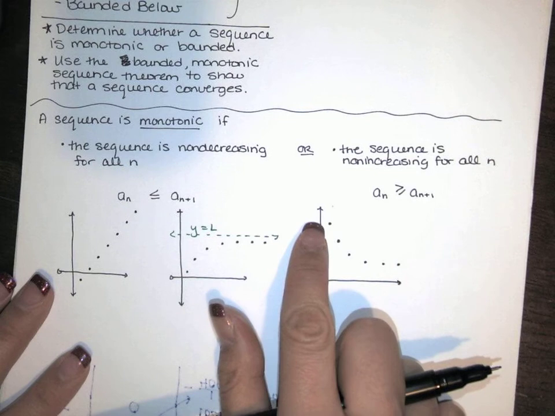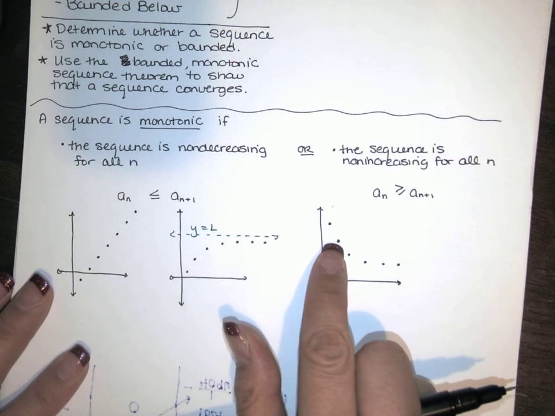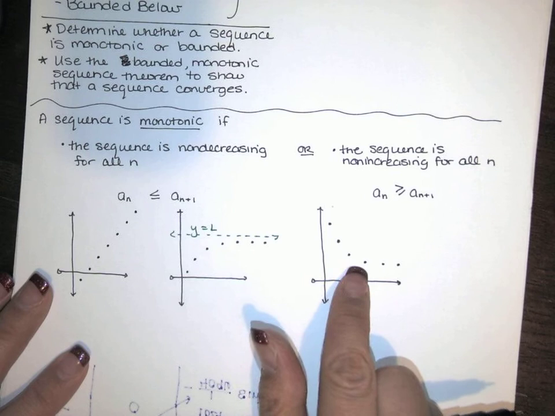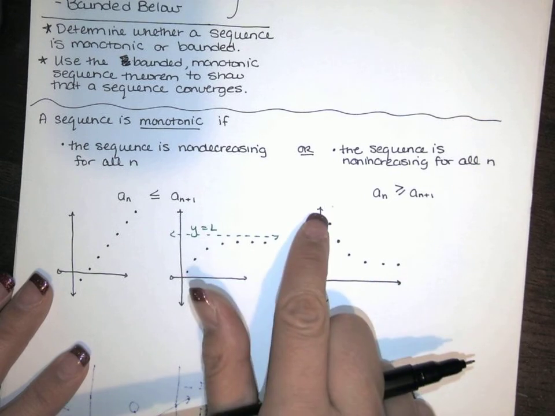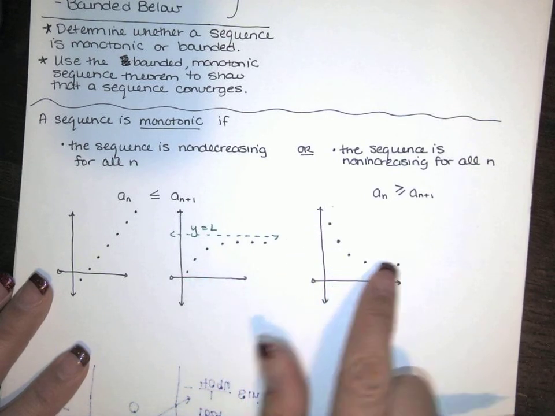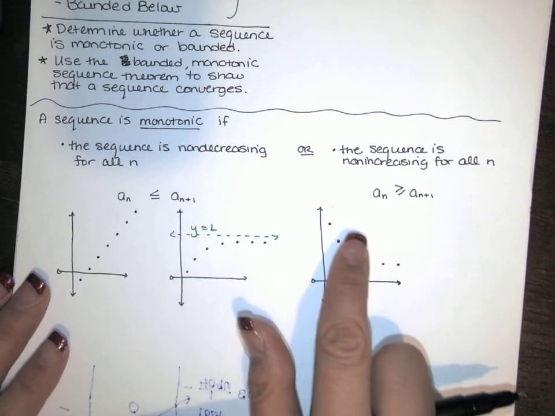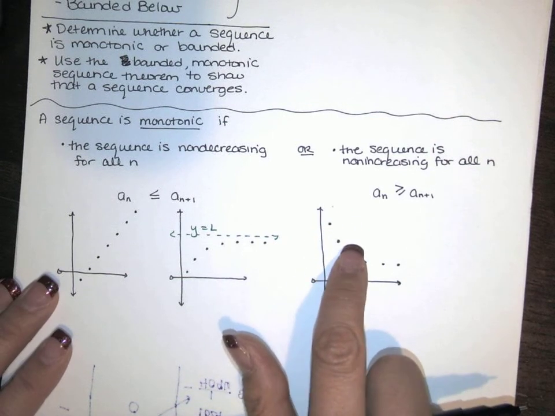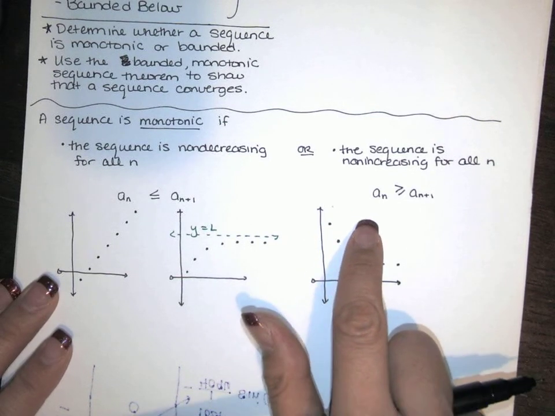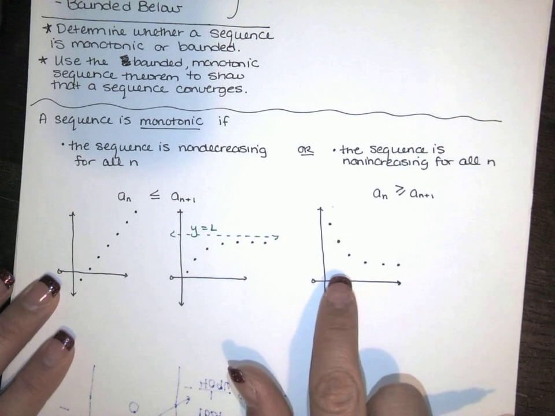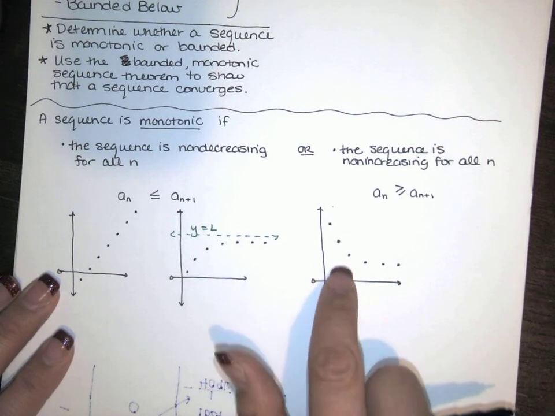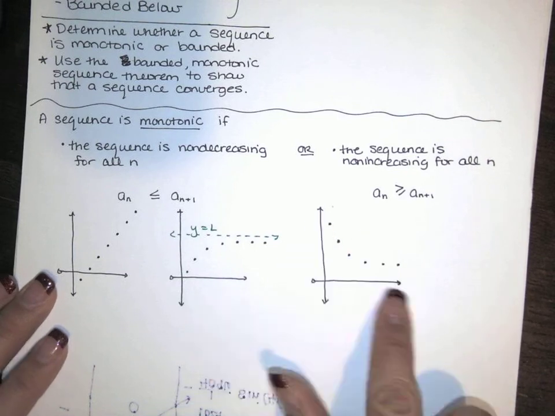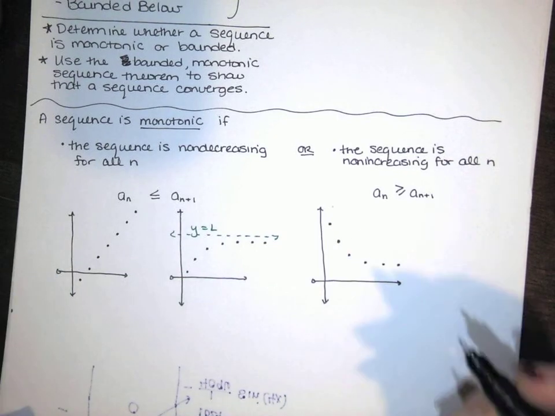Maybe it has this behavior. As I go from term to term, this y value is smaller than that y value, and this one is smaller than that one, and this one is smaller than that one, and so on. These are all getting smaller and smaller, and they're never increasing. There's never an n plus 1th term that is higher than the one before it. When I say higher, I mean that the distance from the x-axis is not larger for the one after it. So this one is decreasing.